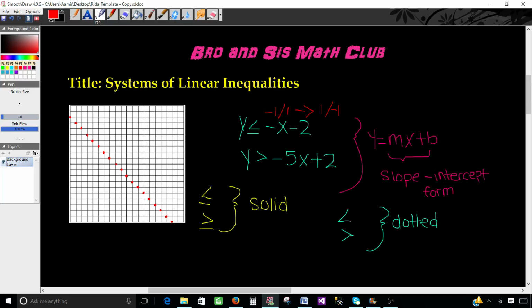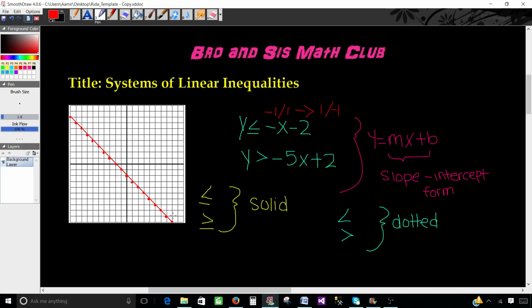Now remember, when you have a greater than or equal to, or less than or equal to symbol, your line will be solid. And when you have a greater than or less than symbol, you're going to have a dotted line. In this case, we have a less than or equal to symbol, so it will be a solid line. So it's going to go down like this. Alright, so we've graphed the first one.